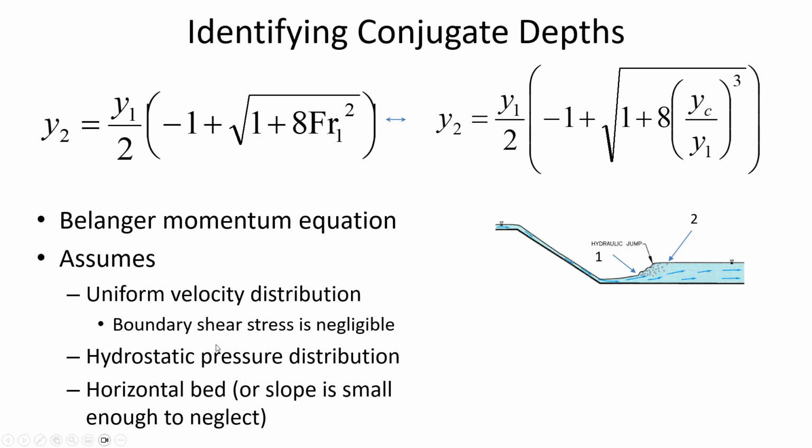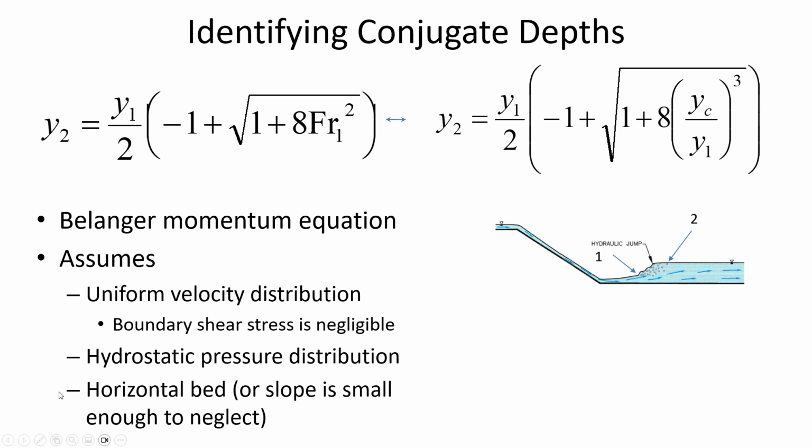It also assumes hydrostatic pressure distribution. That's not so big a deal as the first assumption, but it's not great because what it's assuming is that delta P is equal to gamma times delta H. So if we go down through the fluid, the Belanger Momentum Equation assumes that the pressure is described exclusively by the hydrostatic equation, when in reality, anytime the water is moving, the change in pressure is affected by the velocity of the flow.